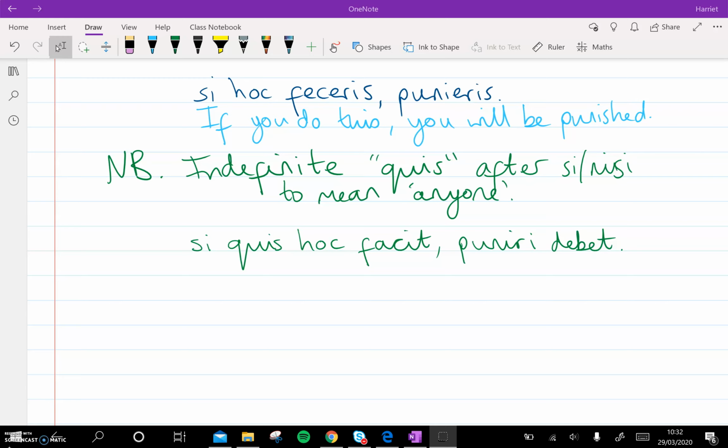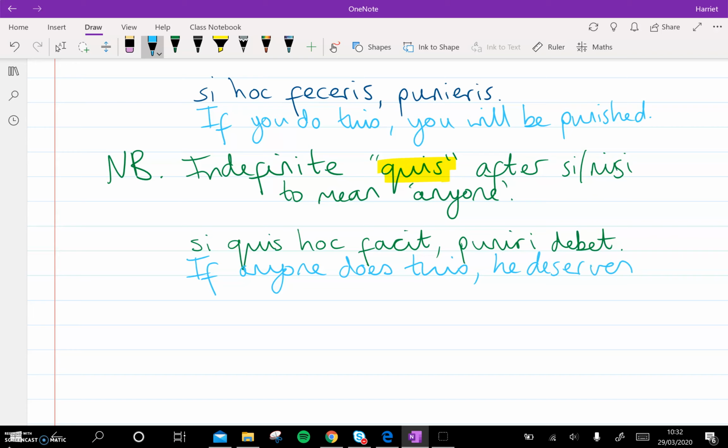Okay, final little thing just to add into these open or unknown conditionals. As I say, the nicest thing about them is it's all indicative. The verbs are all straightforward. Just note the use of this word quis. We know it as an interrogative, but it can be used as an indefinite pronoun just to mean anyone after the word si. So if anyone does this, and then he, probably makes most sense here, he deserves to be punished. Okay, so just watch out for that.